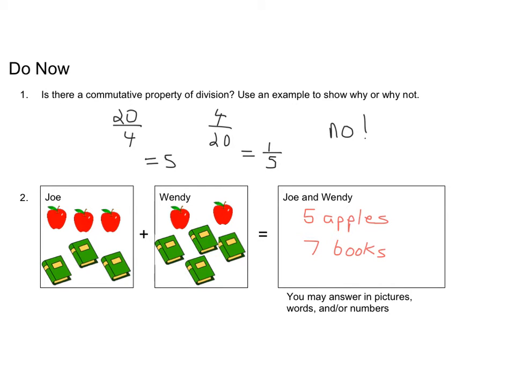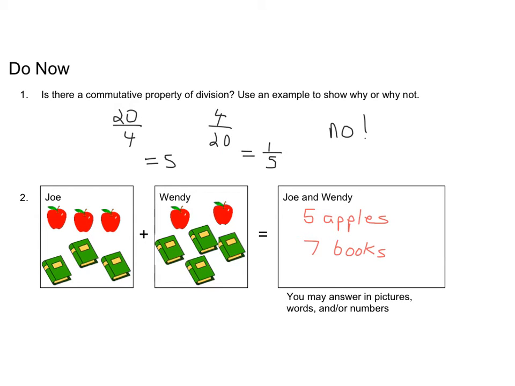So the first question asks if there is a commutative property of division. I took a division problem, 20 divided by 4, and then changed the positions, because that's what we do with the commutative property, to 4 over 20. However, 20 divided by 4 is 5, and 4 over 20 is equal to 1/5, or 0.2. So you can't change positions in division and get equivalent expressions. The answer is no, there is no commutative property of division.